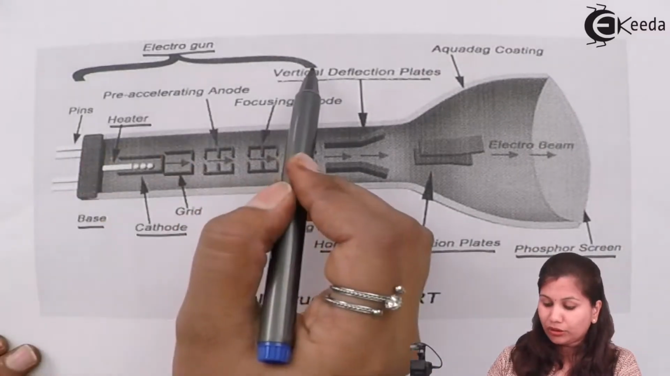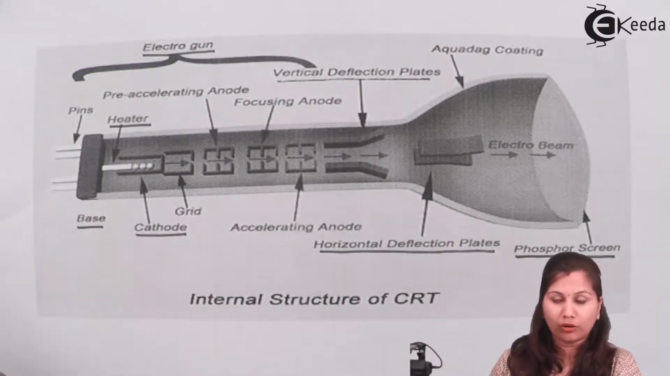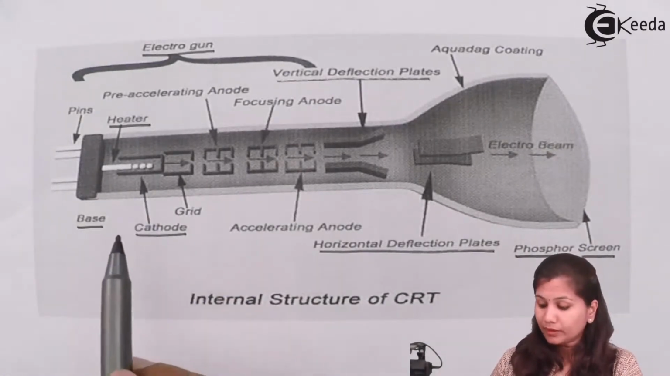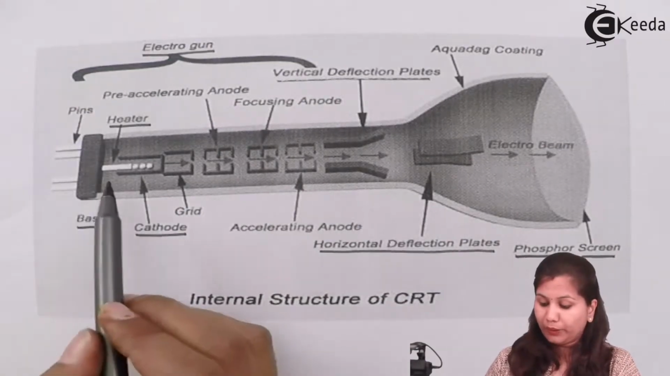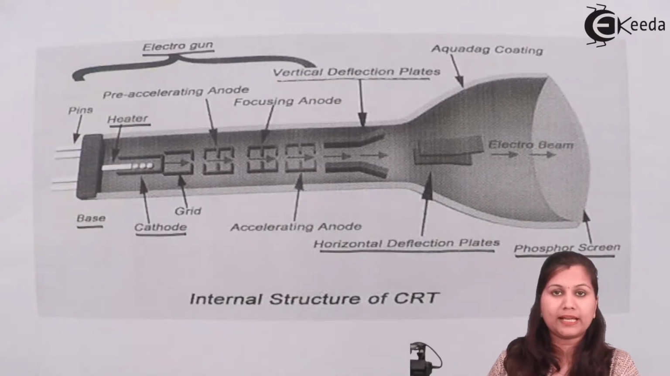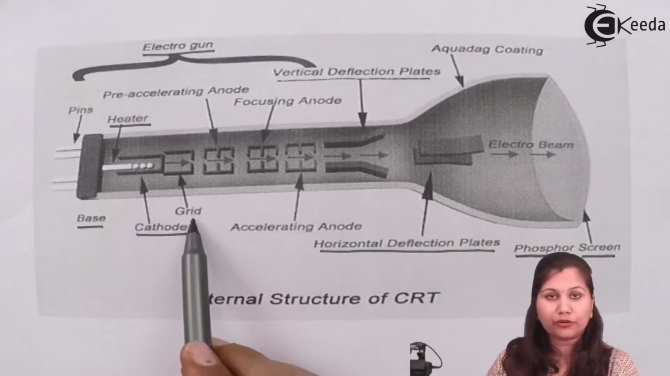Now in the electron gun we are having a heater which is producing the electrons. This heater is heating the cathode. Now the cathode has a layer of barium oxide over it. So when this cathode is heated, the barium oxide splits and valence electrons are released. These electrons then pass through the control grid.